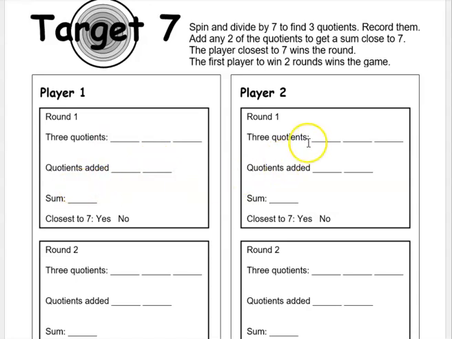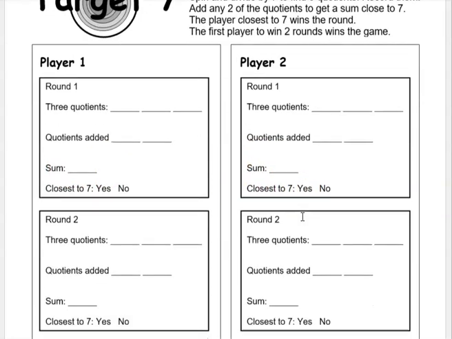And then Miss Chapman will do the same thing. She will spin 3 times, and she will get her 3 quotients and write them here. She will then decide which 2 to add together to get the closest to 7, and whoever is closest to 7 will win the round. So let's say that she gets all the way directly to 7. I'm only at 6, so in this round, Miss Chapman would circle yes for closest to 7. And then we start again.